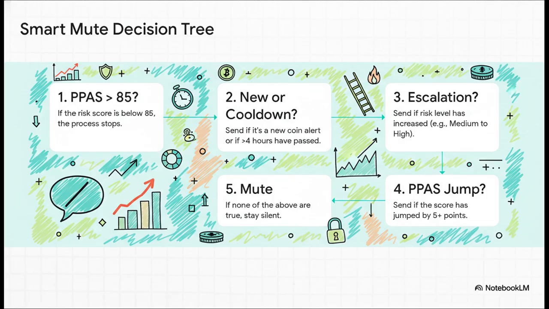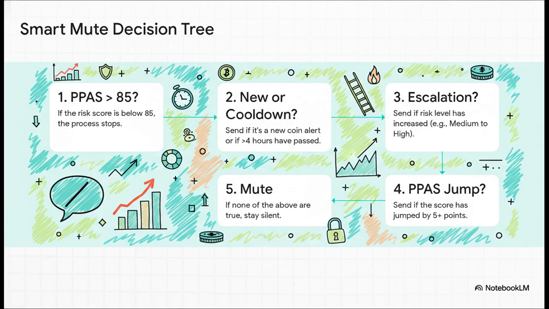The first gate is simple. Is the risk score over 85? If it's not, the process just stops right there. If it is over 85, it then starts asking a bunch of questions to avoid spamming you. Is this a branding alert for this coin today? If yes, send it. Has it been more than 4 hours since the last warning about this coin? If yes, send a reminder.